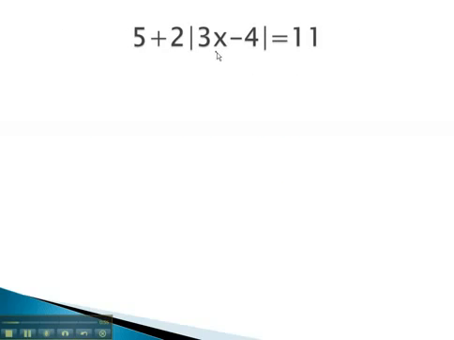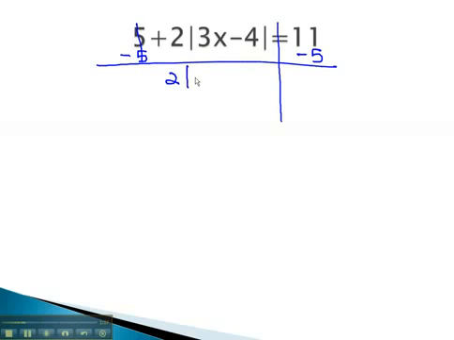In this problem, you notice the absolute value is on the left side with the 5 and 2. We must first get rid of the 5 and 2 before we can solve this equation. We cannot combine the 5 and 2. They are not like terms. The 2 has an absolute value with it. So we will subtract the 5 from both sides. This leaves us with 2 times the absolute value of 3x minus 4 equals 6.